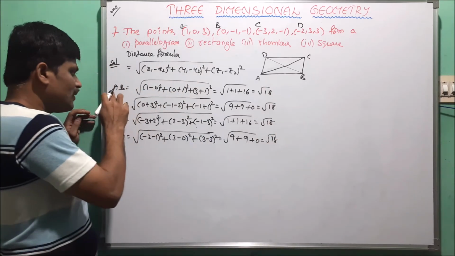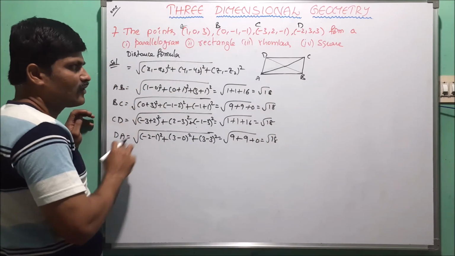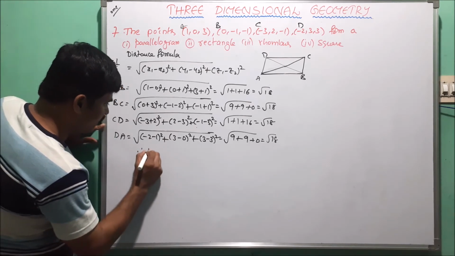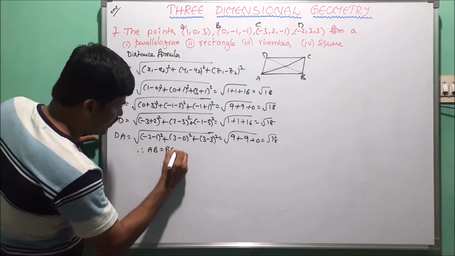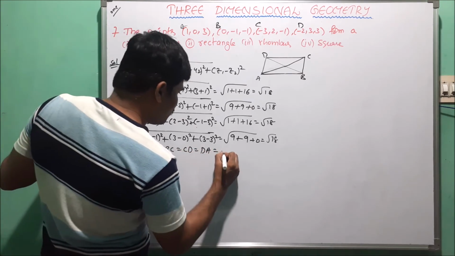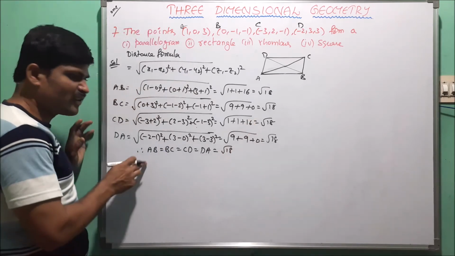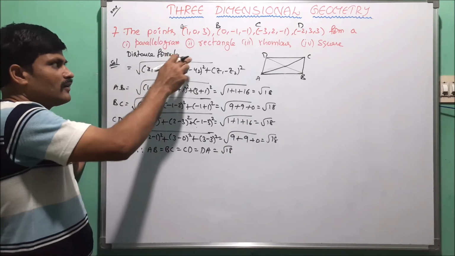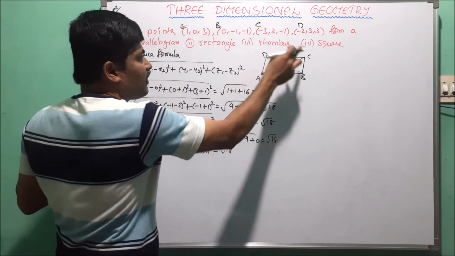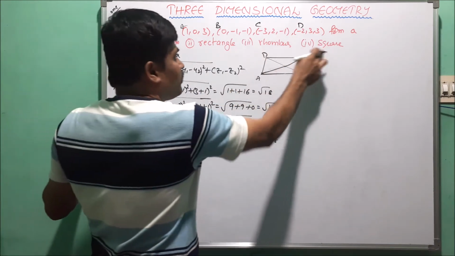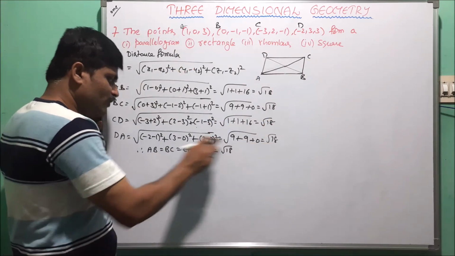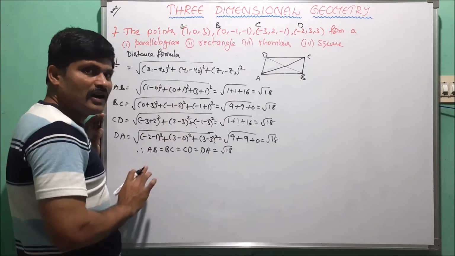Now here AB, BC, CD, DA. So all sides are equal. So therefore AB equal to BC equal to CD equal to DA. That value will be root 18. So here all sides are equal. Now in that, this quadrilateral is either rectangle, rhombus or square, because in all these diagrams all sides are equal. Now first we check the sides are all equal.